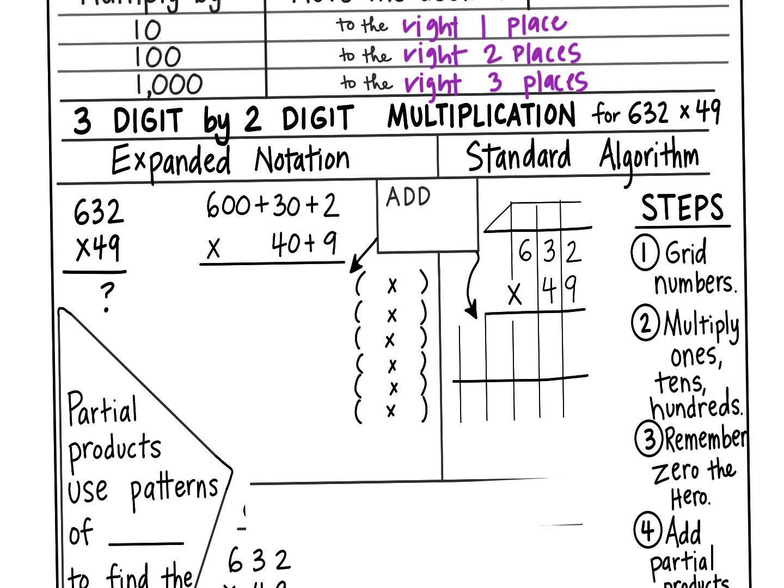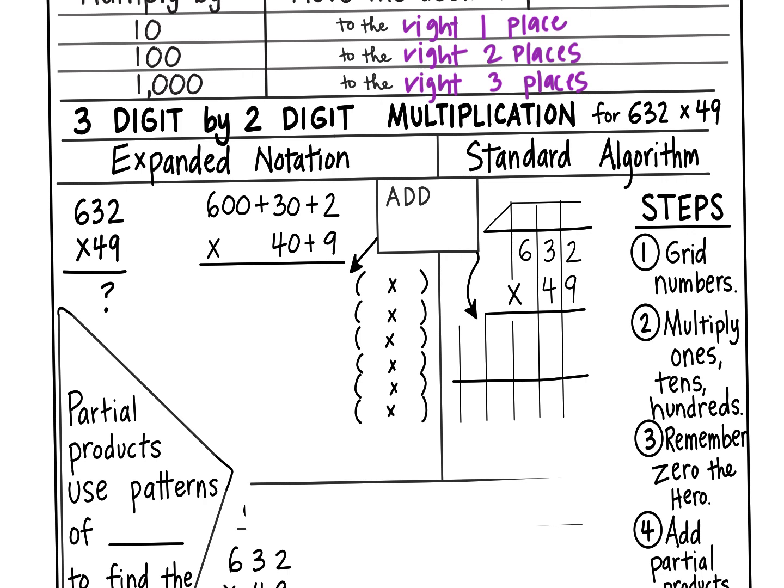Okay. So expanded notation. If you think back to when we did place value, we broke apart a number and we showed the value of each digit in that number. So I have a 6 in the hundreds place, which means I have 6 hundreds. 3 in the tens place, which is 30 or 3 tens. And then a 2 in the ones place, which is just 2. So right here, I've broken that up in expanded notation form for both of my numbers. So we're going to look at this.